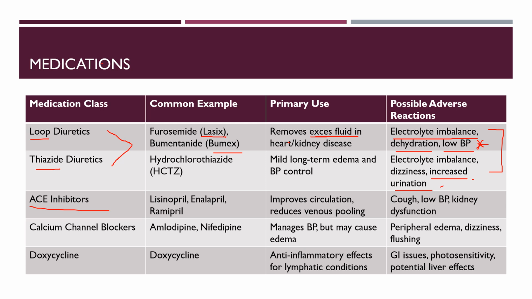Then we have ACE inhibitors, so you can see these medications here. Okay, you're going to need to familiarize yourself with those. The primary use of these ACE inhibitors is just to improve circulation and reduce venous pooling. Some things that you might see because of that are, again, low blood pressure, a cough, and maybe kidney dysfunction. Okay, we'll talk about this in more detail whenever we start looking at our cardiac section. It'll make sense as to why you see kidney dysfunction with these ACE inhibitors.